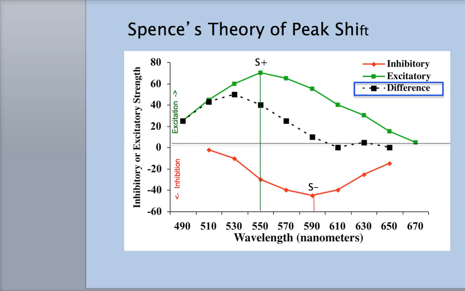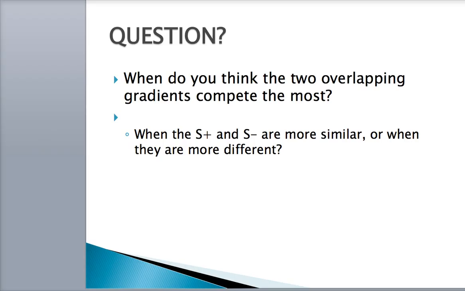And so what we see is the difference is the actual responding that we see, these dark boxes, the black boxes. So here's a question. When do you think the two overlapping gradients will compete the most? In other words, when the S plus and the S minus are more similar, will there be more competition?